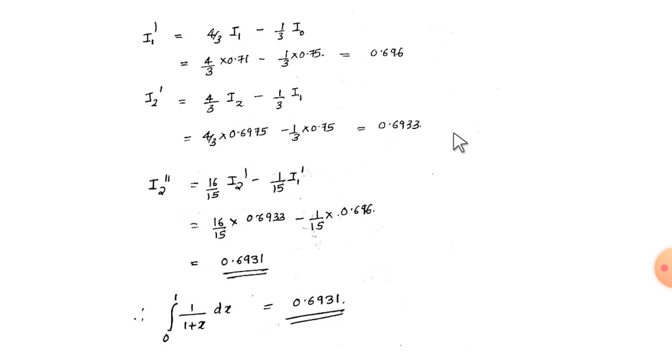Taking I2 double dash equal to 16 by 15 I2 dash minus 1 by 15 I1 dash, where I2 dash and I1 dash have been found above, substitute those values and you will get the value of I2 double dash as 0.6931. Thus the value of the integral will be 0.6931. Okay, this is Romberg's integration method.